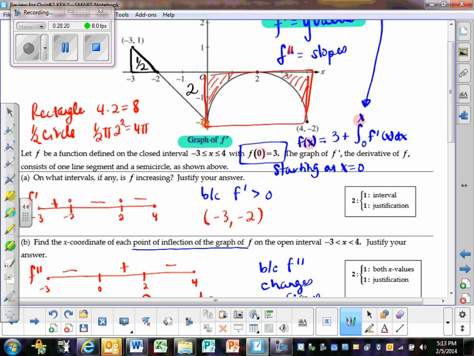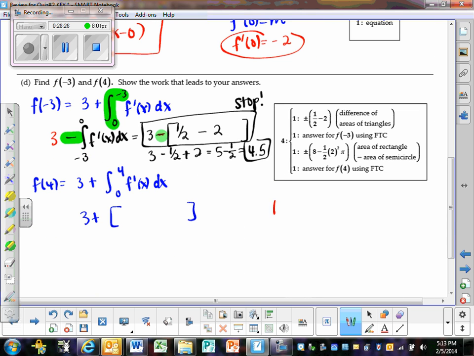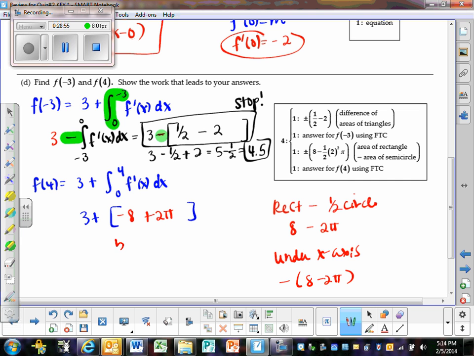So technically, if we just looked at this area off on the side, the area for the rectangle minus half of a circle would be 8 minus 2 pi. That's just the area. The problem is that this area is under the x-axis. So the area under the x-axis is negative. So we have to do the opposite of that area because it's below the x-axis. So this actually becomes negative 8 plus 2 pi. So it's actually 5 plus 2 pi because of the original 3.